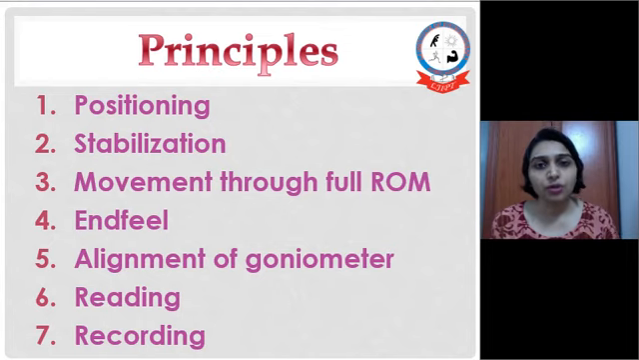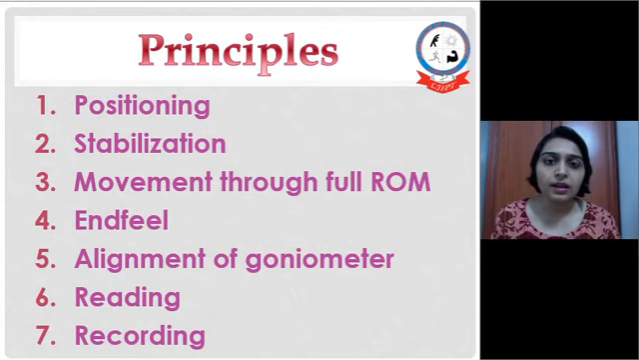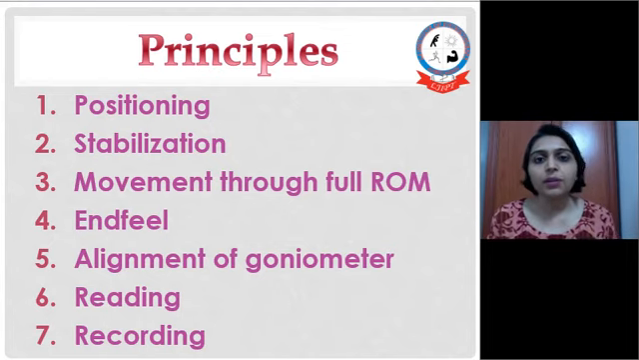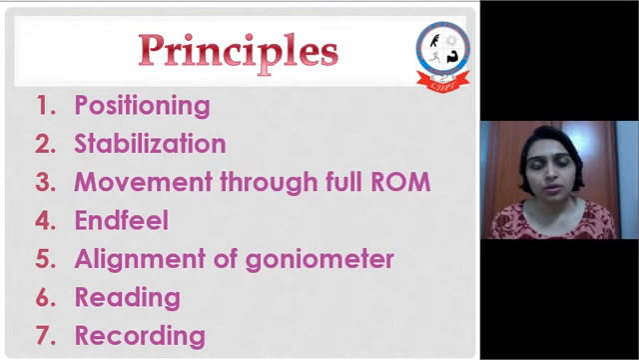Then alignment of the goniometer, we already discussed it. The fulcrum should be kept at the joint axis, the proximal arm of the goniometer should be kept along the proximal segment of the joint, and the distal arm should be kept along the distal part of the joint being moved.